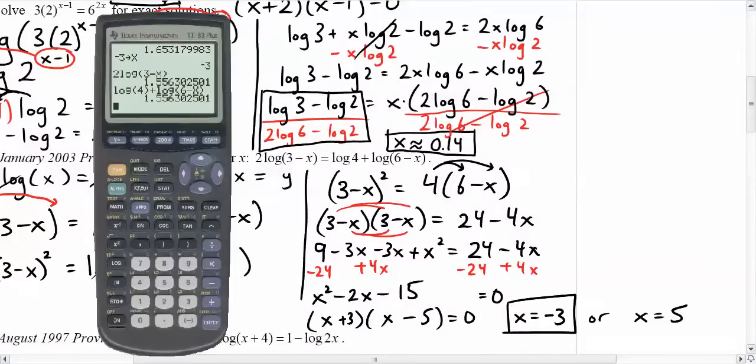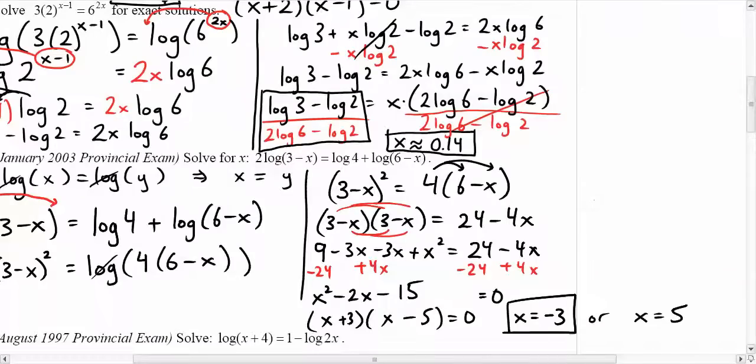Now let me try 5. So I'll store 5 as x, and I'll just do second enter to get back what I typed before. So let me try the left side. What? Oh, good thing I checked. What happened? Inside of the brackets is a negative number. We can't take logs of negative numbers. And there's no exponent that will give a negative answer. This answer is extraneous.